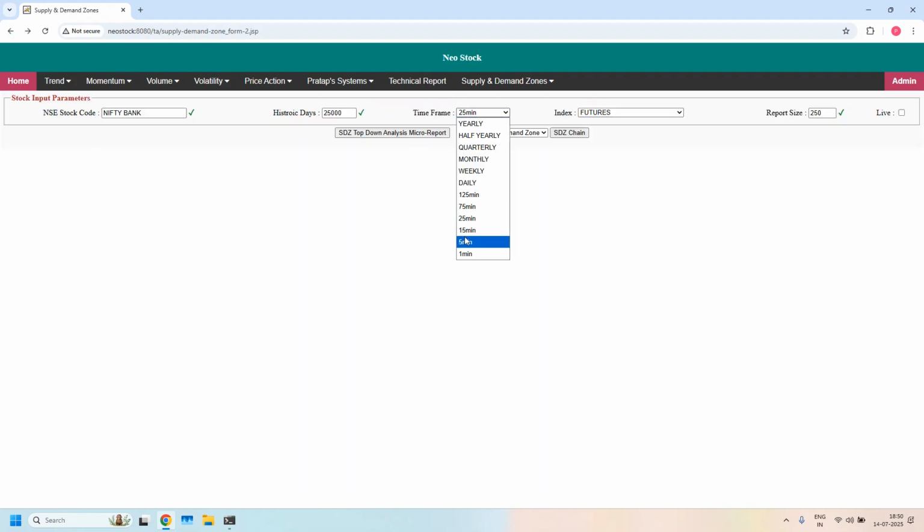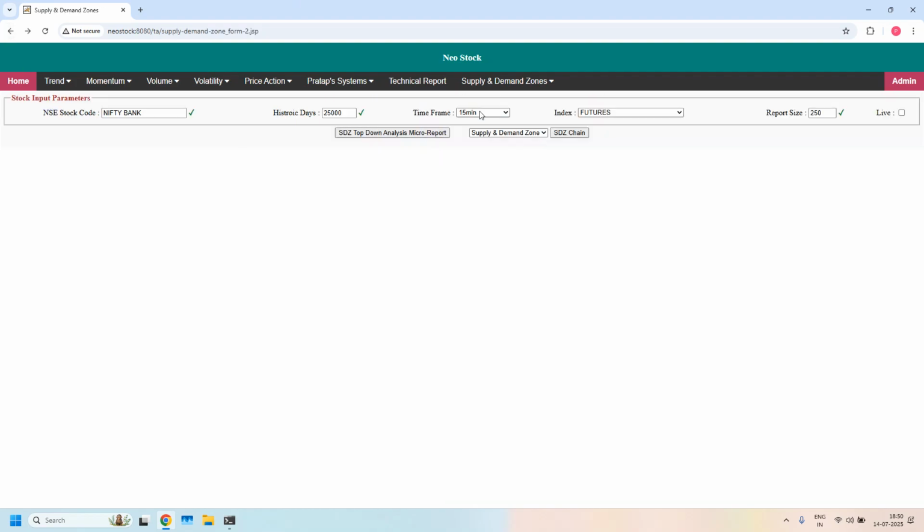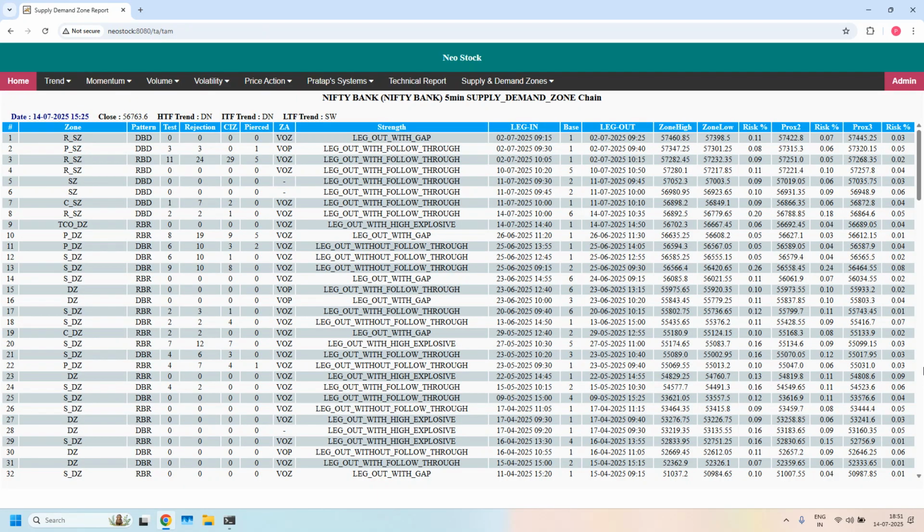Next, generating 15 minutes supply demand zone chain for BANKNIFTY. Next, generating 5 minutes supply demand zone chain for BANKNIFTY. So this is about BANKNIFTY supply demand zone chain.